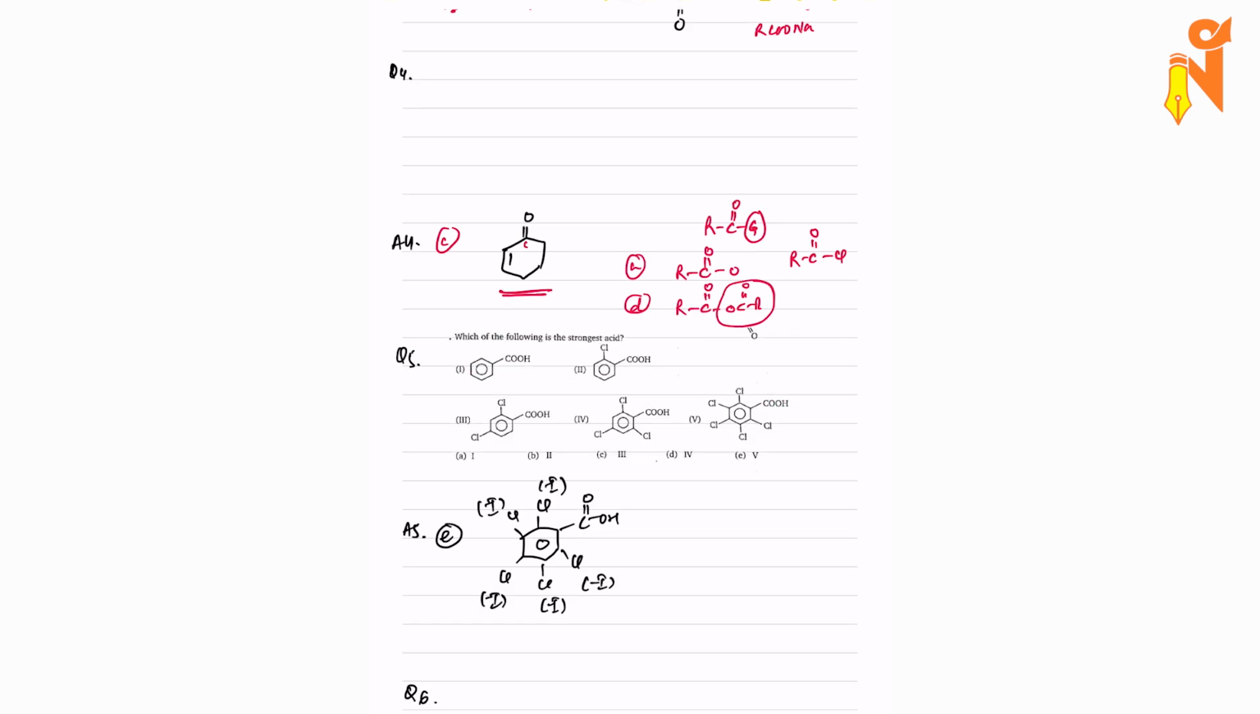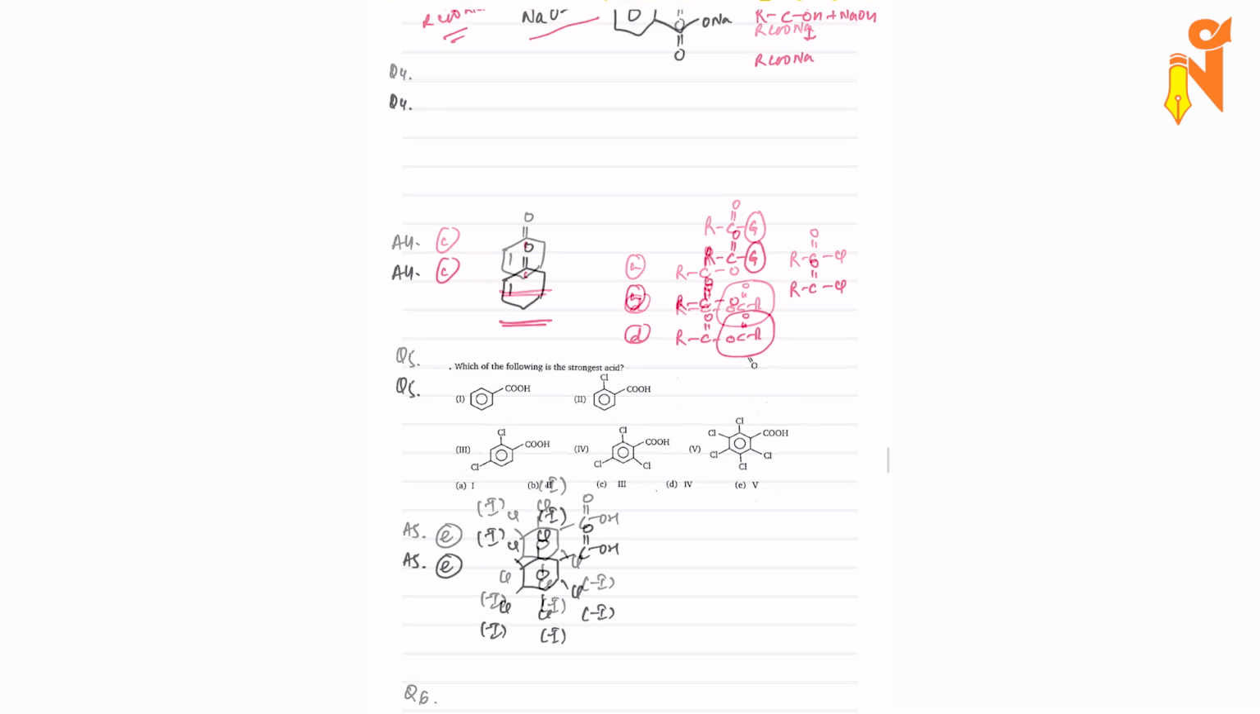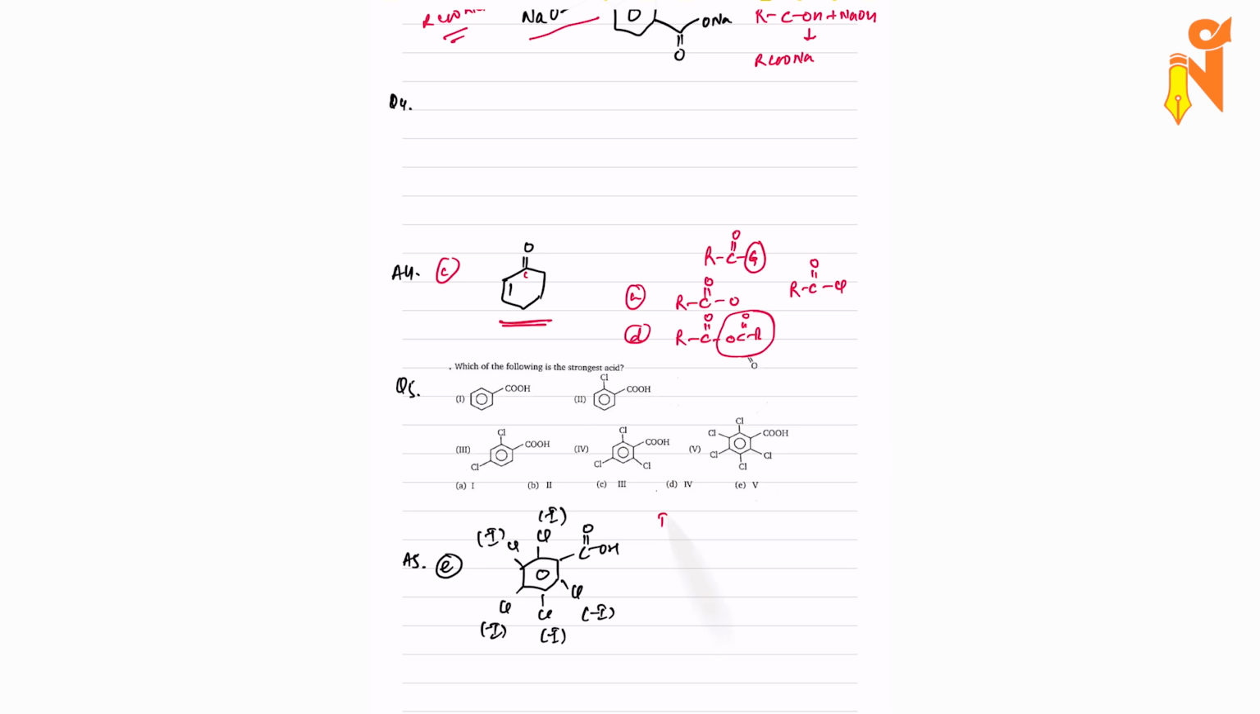Now let's talk about question number 5. Which of the following is the strongest acid? So acid becomes stronger when there is an electron withdrawing group. The first compound is simple benzoic acid, no electron withdrawal, no donation. In the second one, there is chlorine on benzoic acid exhibiting -I, so withdrawing. So second is a stronger acid than first. So first is out of the picture.